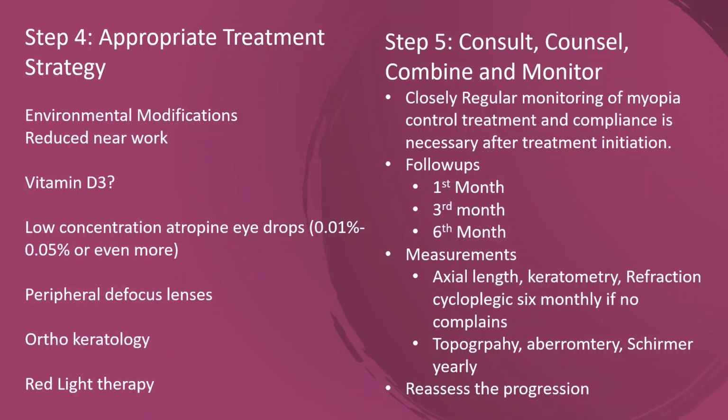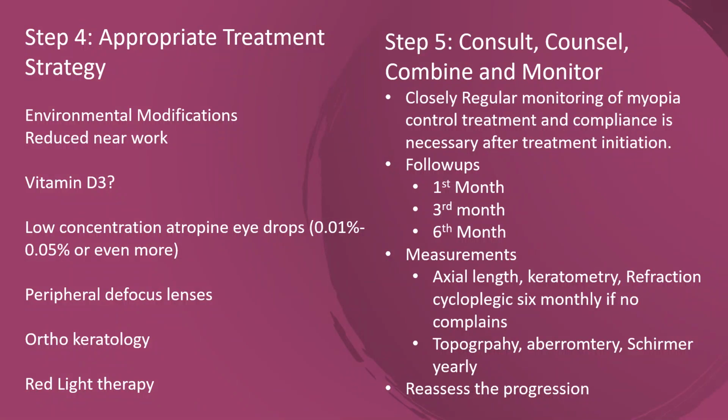Low concentration atropine eye drops, starting from 0.01% to 0.02% to 0.05%, ATOM 1, ATOM 2, LAMP 1, 2, 3, and ATOM 3 studies on pre-myopia. This can go on and on. So low concentration atropine would be a separate topic, and we would cover it extensively.